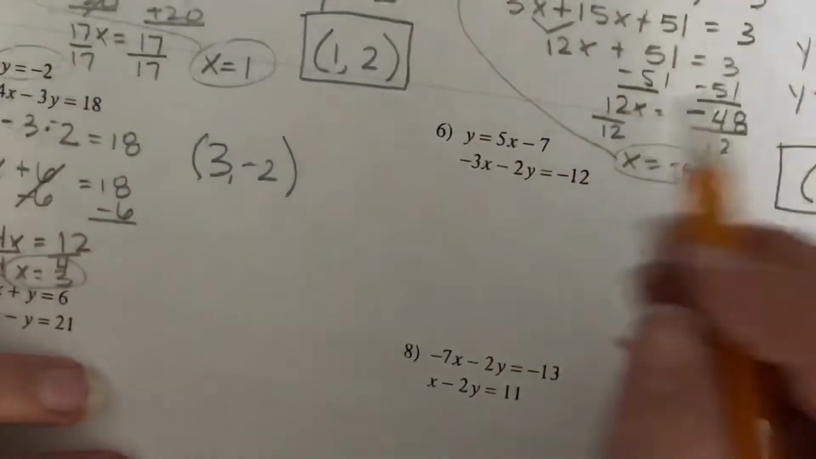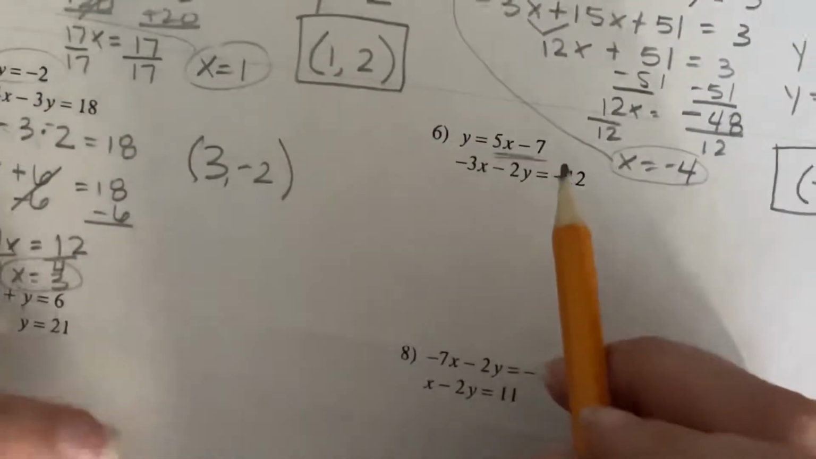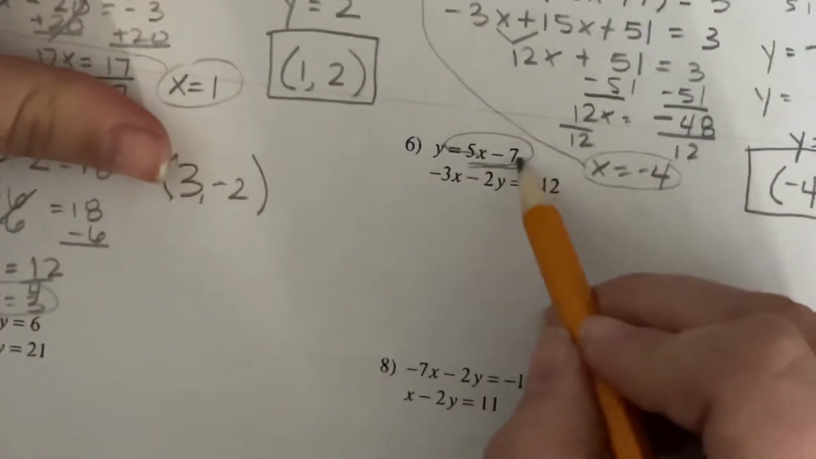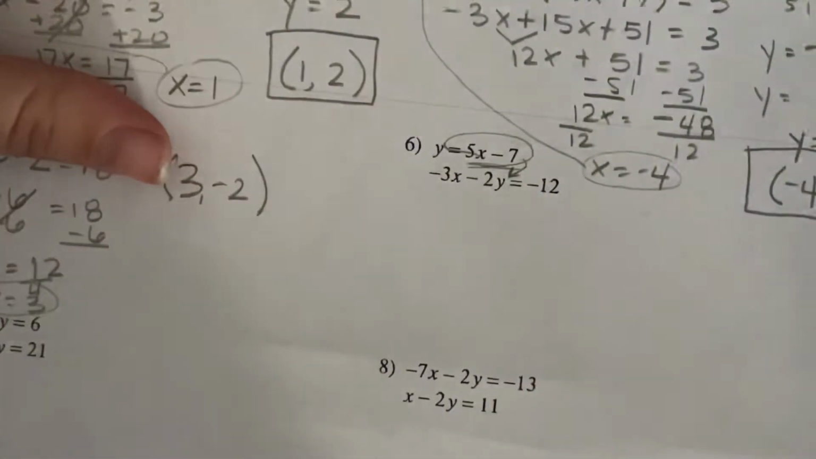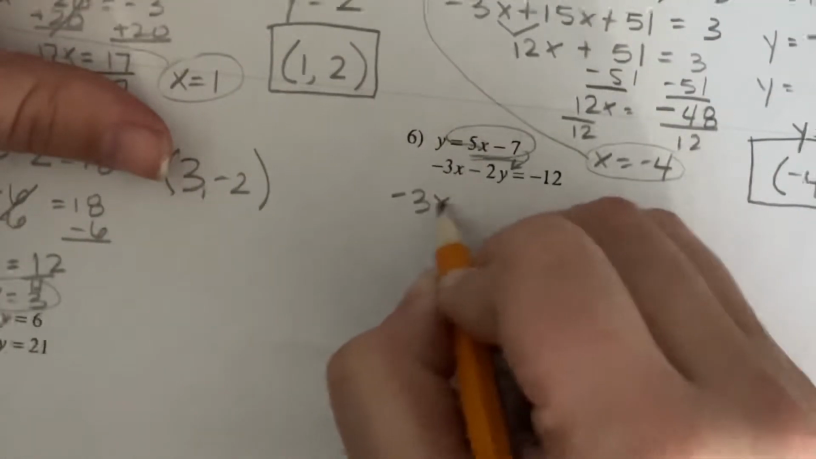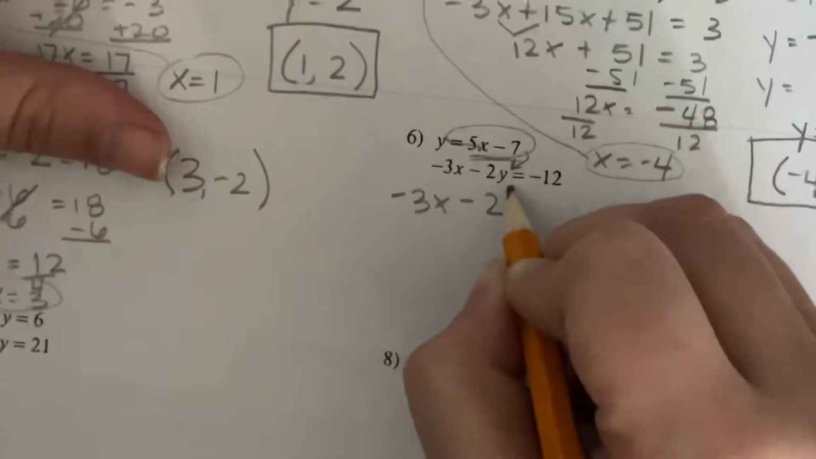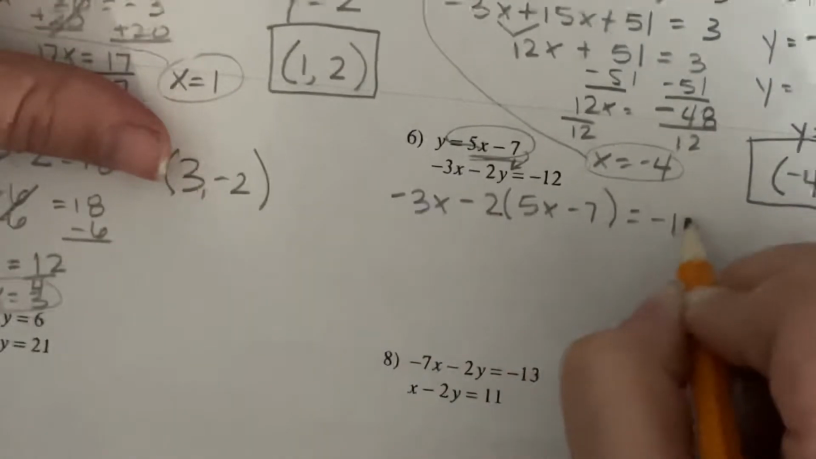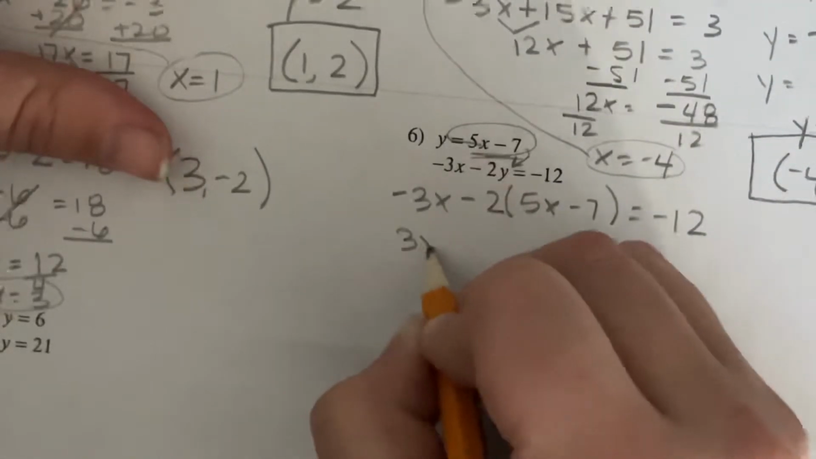All right. Right here it tells us this is y. Here it is. So we take this whole thing and plug it in right there. Okay? So negative 3x minus 2 times all of that equals negative 12. Distribute.